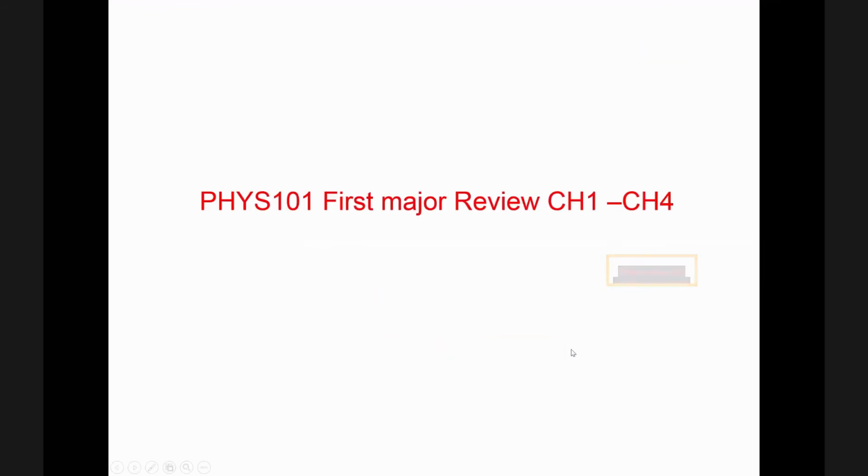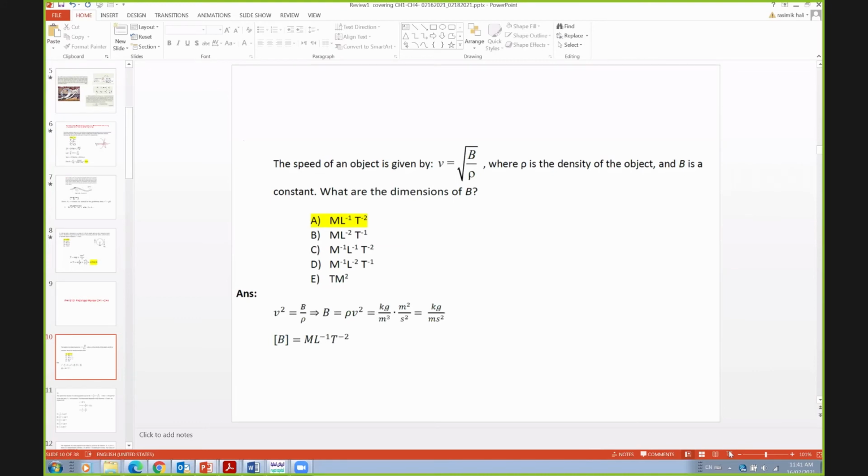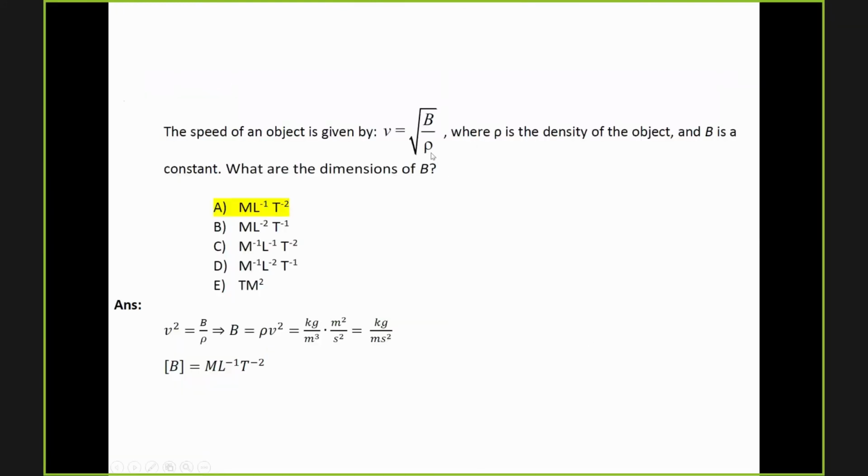Now we can start a review of some questions. The speed of an object is given by v equals square root of p over rho. This is a question on chapter 1. Now we are doing a review of chapters 1 to 4. This will also be the topic of the next lecture, so the next lecture will be the reviews.